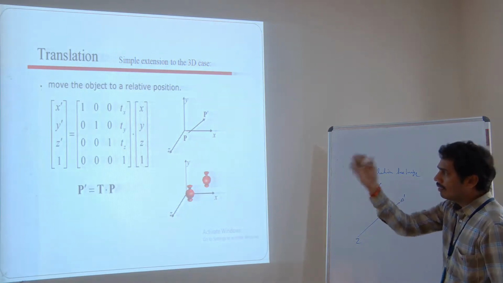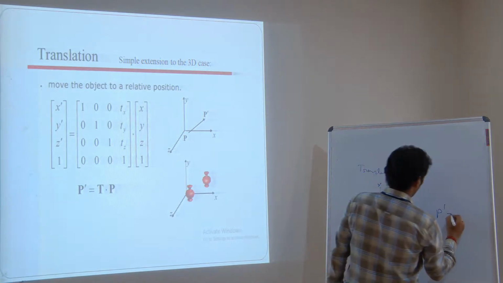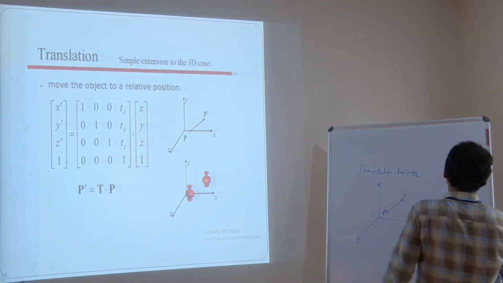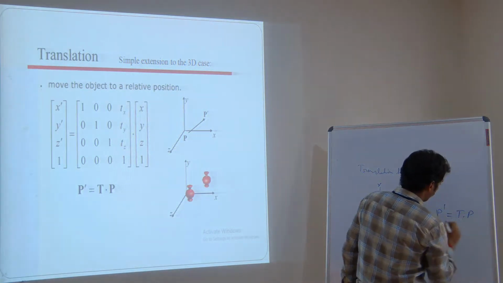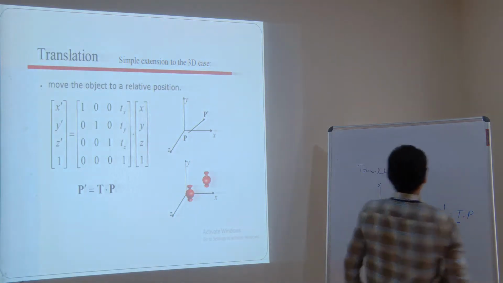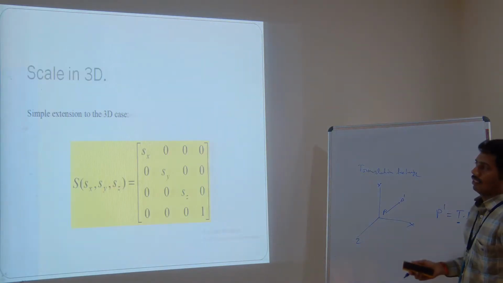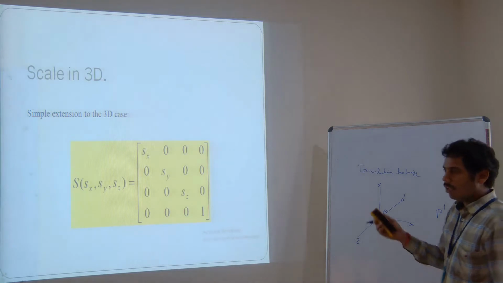By multiplying these, I am getting the new coordinates, that is, P dash. So by giving a particular translation vector, I am going to get the new point here. Okay, so this is all about the translation.